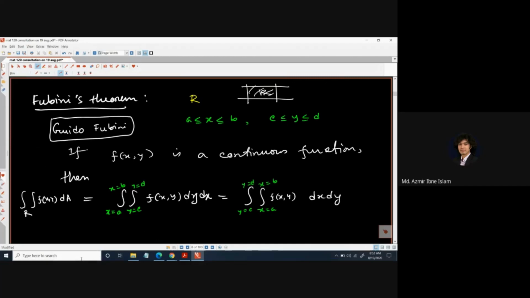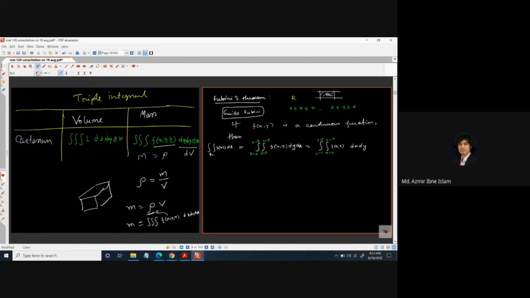So this is how we can describe Fubini's theorem. It describes that if we have a rectangle, then we can replace the order. At first we can integrate in terms of y, then x, or we can integrate in terms of x, then y. Do you understand my point? Do you get the idea of Fubini's theorem? Yes, sir. Thank you.